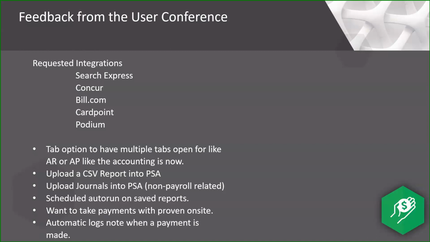Another request was to have a tab option, to have multiple tabs for AP and AR. Currently in PSA, you can have an AP tab and an AR tab and toggle between the two. In the new platform, that is a little bit of a limitation. However, you can toggle back to AR or AP. You just can't have both open. So the request is to have a multiple tab option.